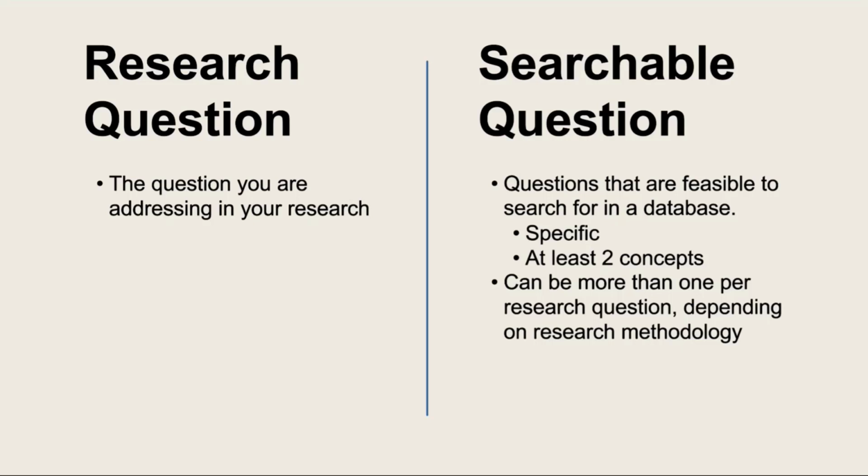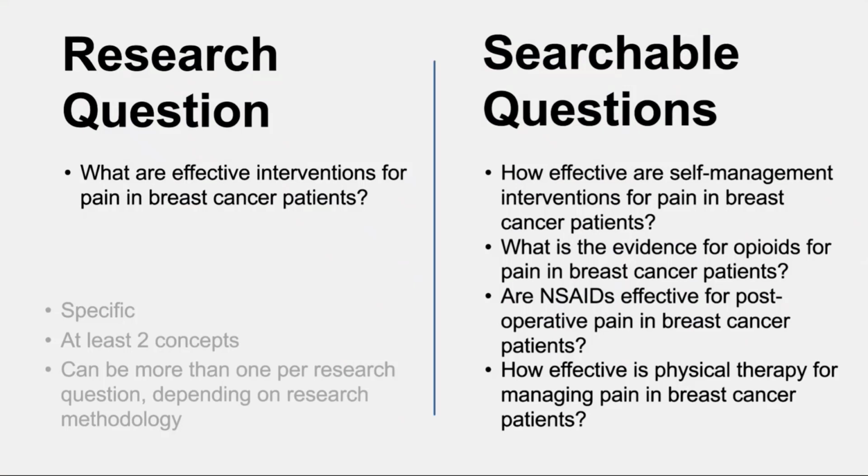So let's take a look at a couple of examples. If your research question were to be effective interventions for pain in breast cancer patients, that might be a little bit too broad to be searchable. You probably would end up with a very, very large number of citations if you were to try to look at all pain and all interventions in breast cancer patients. But you could break down that research question into a number of searchable questions. So for example, self-management interventions for pain in breast cancer patients, or opioids for pain in breast cancer patients, etc.